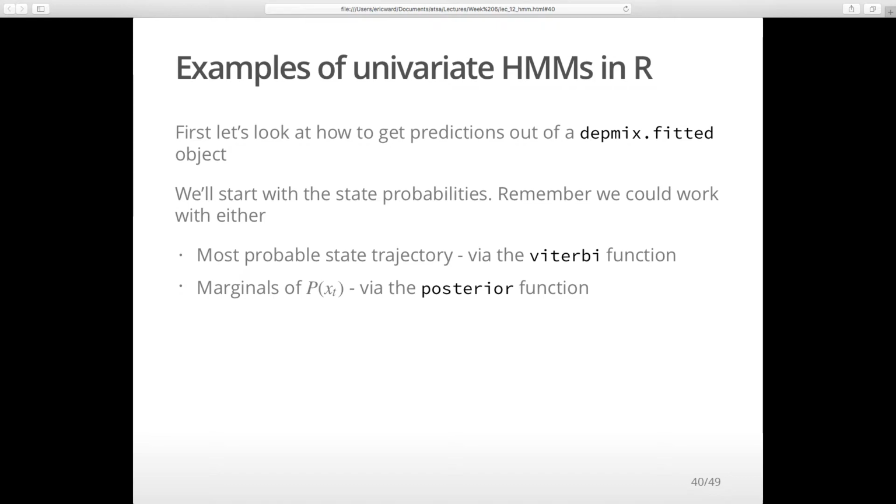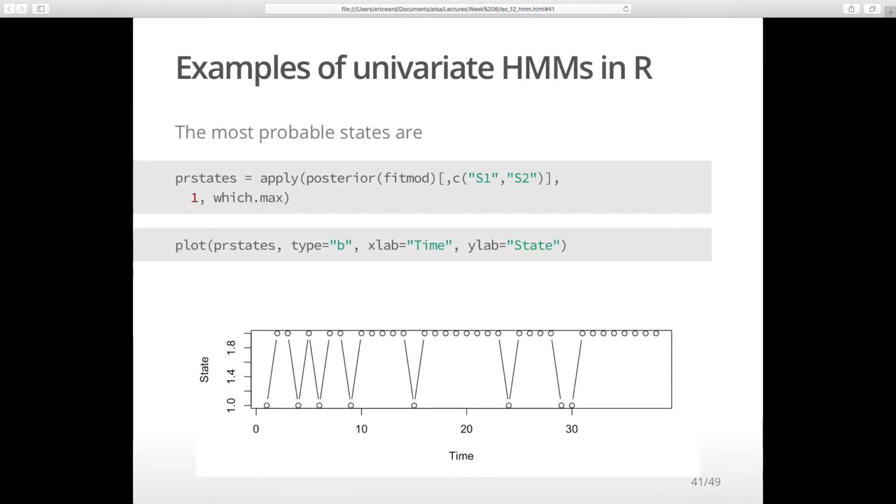The second is to calculate the marginals, or the probability of being in each state at each time step. That's something we get out using the posterior function. These two outputs are going to be very similar, but it's important to remember the distinction between which state trajectory is most probable versus getting out the actual marginals at each time step. We're going to focus on the most probable states, which I think has been more often useful for the applications that I work on.